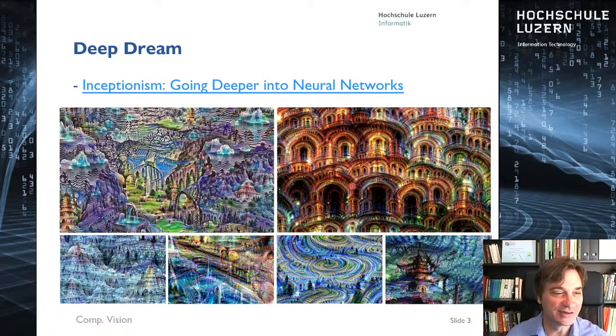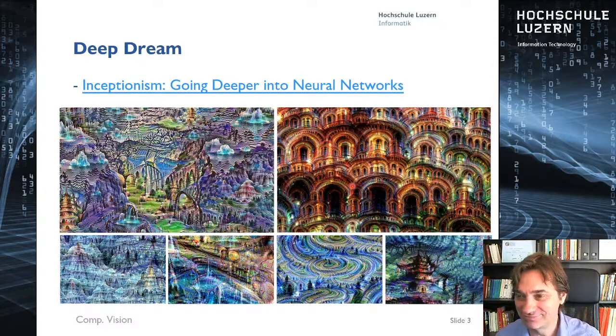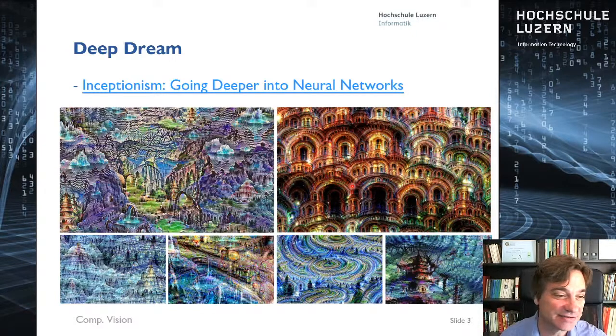Another technique we will look at is those images that Google came up with, Deep Dream. Some a bit strange images that enhance some of the features or the activations that the network actually sees, and try to enhance them in the image, leading to those weird looking pictures here.